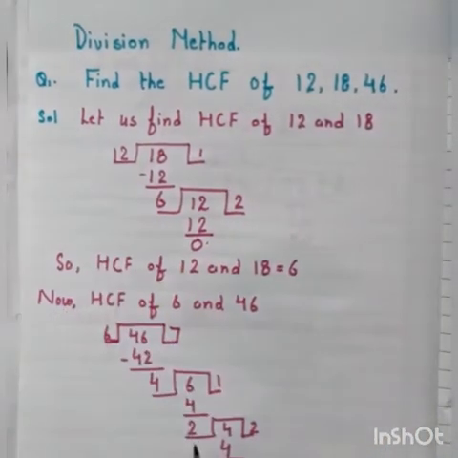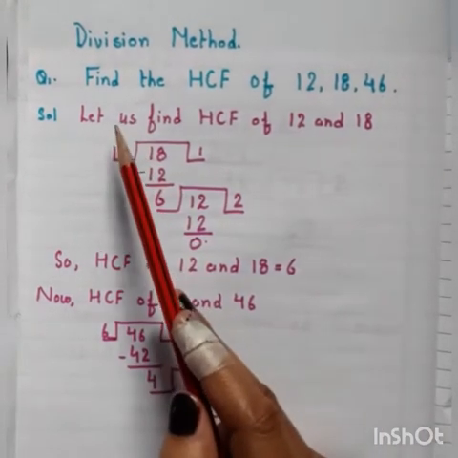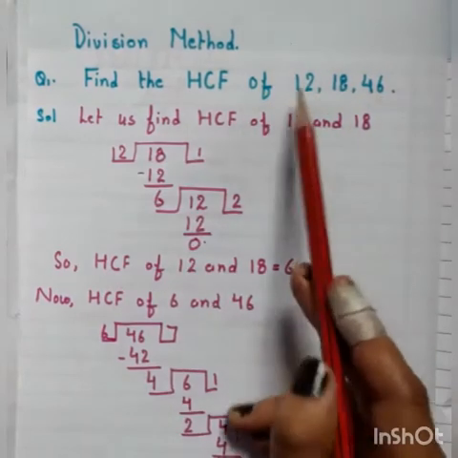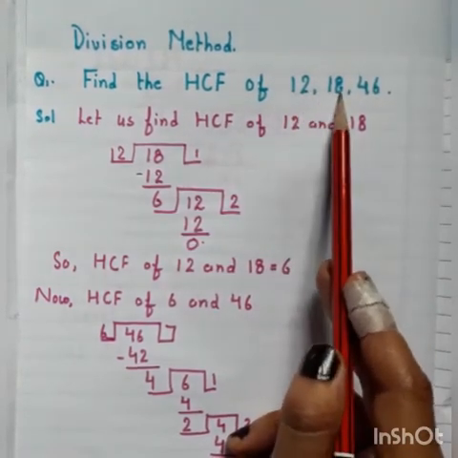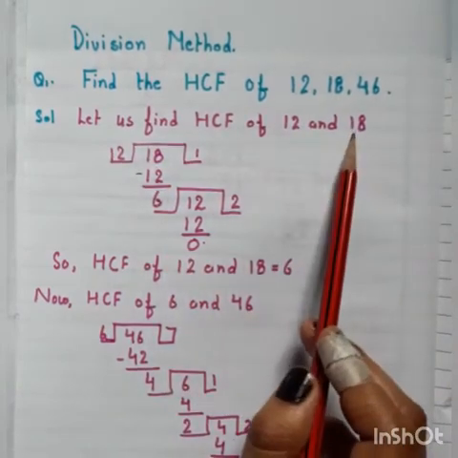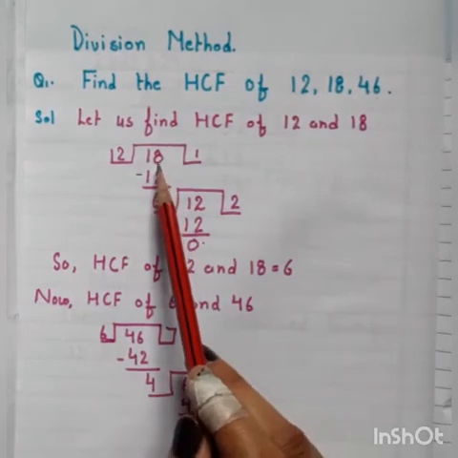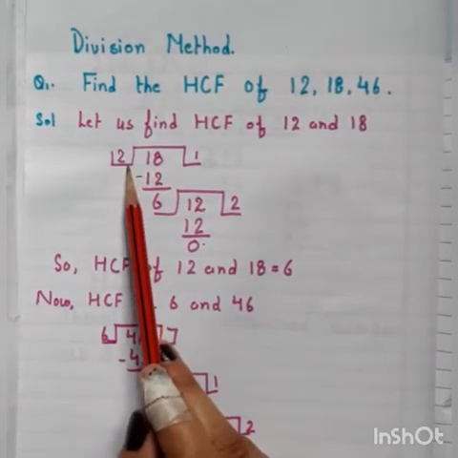Your question is find the HCF of 12, 18 and 46. How are you going to find the HCF? First you have to take two numbers, 12 and 18. Any two numbers you can take. I have taken 12 and 18. Make a box like this. Write down the greater number here and the other number over here.